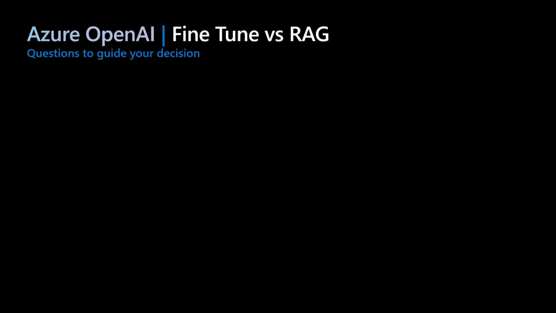So how can you guide your decision making of whether you should be using fine tuning or you should be using RAG? There's a lot of different ways you can come to this conclusion, but one way is to ask yourself just a few questions, and the answers to these questions are really going to give you confidence as it relates to which approach to use. So the first question is, how much task-specific data do you have?